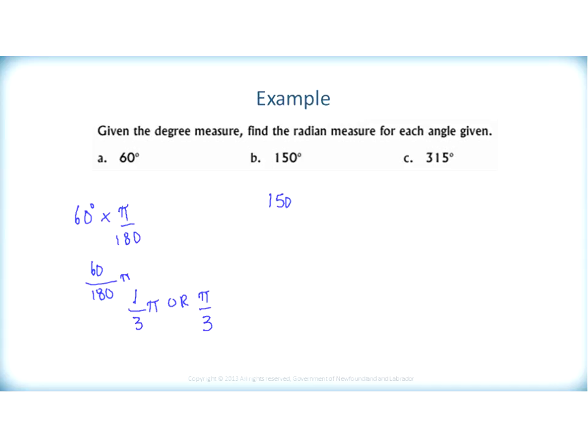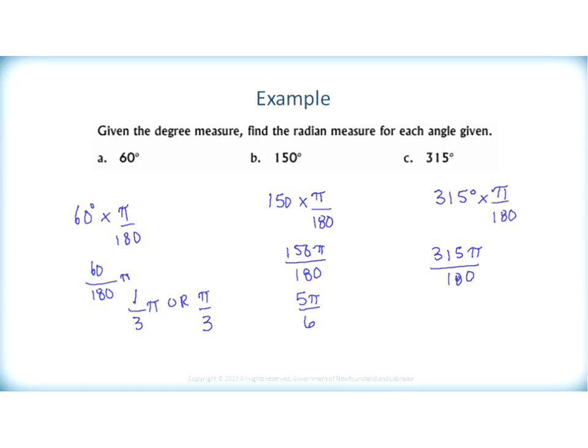Take 150, and when we're changing from degrees to radians, we're going to multiply by pi over 180. This will give us 150 pi over 180, which reduces to 5 pi over 6. We'll have 315 degrees multiplied by pi over 180. This will give us 315 pi over 180, and this reduces to 7 pi over 4.